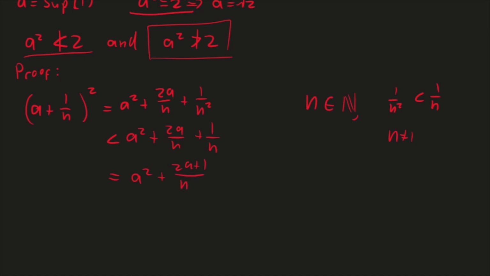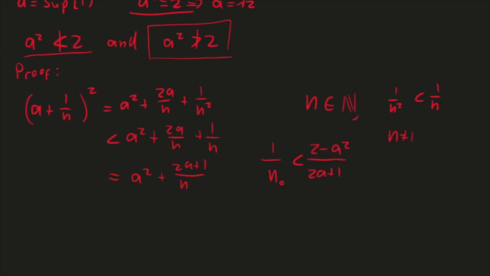Okay, so now we have to find a value of n, because n can be as large as we want, but we want to find a value of n that successfully goes ahead with our contradiction. It's a pretty specific value of n that we end up having to choose, but we want to pick a value of n, we'll call it n naught, such that 1 over n naught is less than (2 minus a squared) over (2a plus 1).